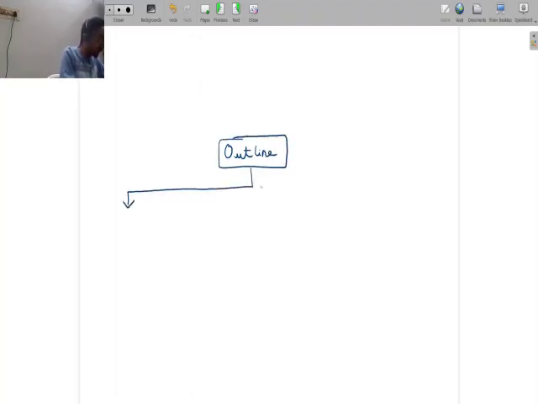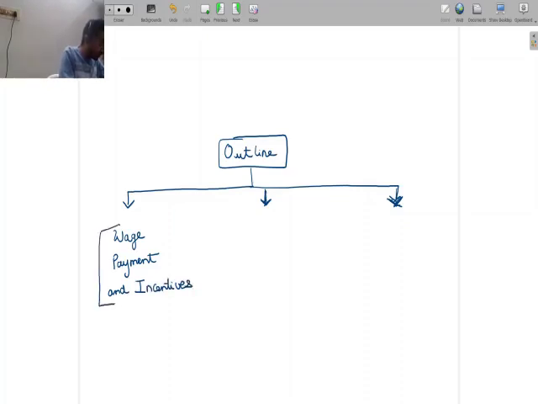So I'm going to split this topic into three parts, or at least the lectures that we are going to be having, I'm going to split this into three parts here. Let's look at these three parts. The first is going to be called as wage payment and incentives. This is going to be the first part, and in fact in this lecture we are going to be looking at this part here, wage payment and incentives.